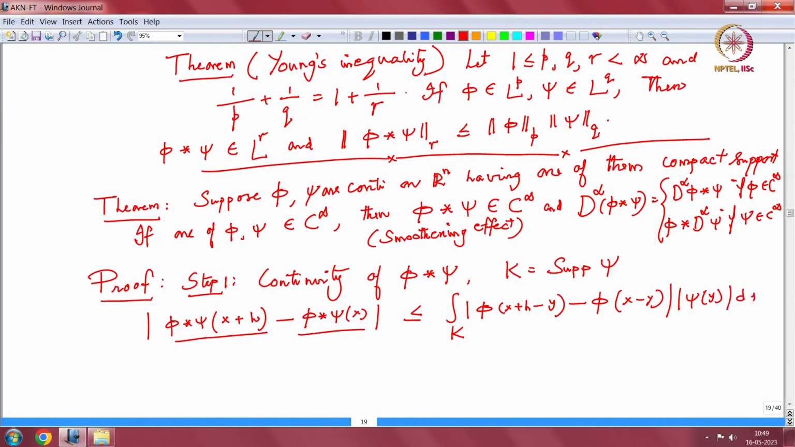So, if phi has compact support, you just change it and apply it to psi, and then phi and psi interchange in writing this here. Now, the step is that phi is uniformly continuous, because the integration is over compact sets, even if you take either way. Okay. Uniformly continuous on compact sets.